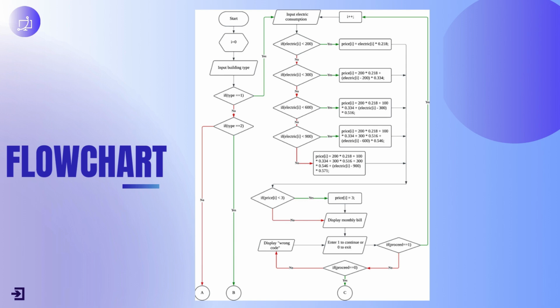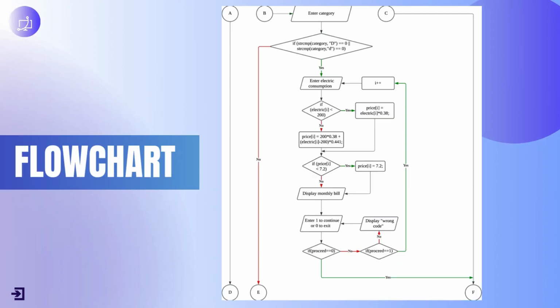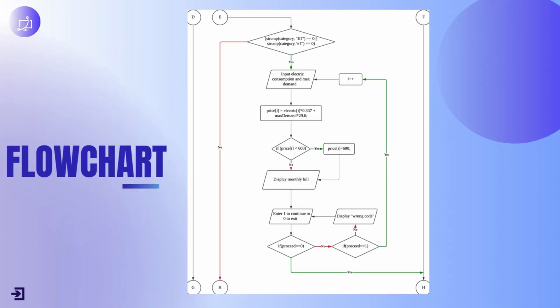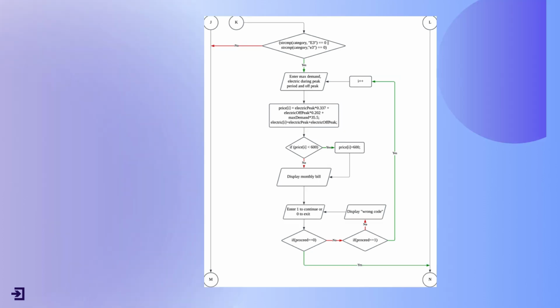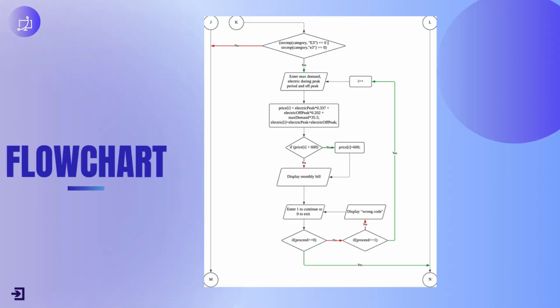Now let's go to type 2. For building type 2, there are four different categories: D, E1, E2, and E3. And the whole process is similar. So let's see one of them. First, the user will enter the electric consumption and the price will be checked. The same, each of the categories will have a minimum price, and the user will be asked to continue or to exit the program. As you can see, the other categories are also the same in terms of the calculation.